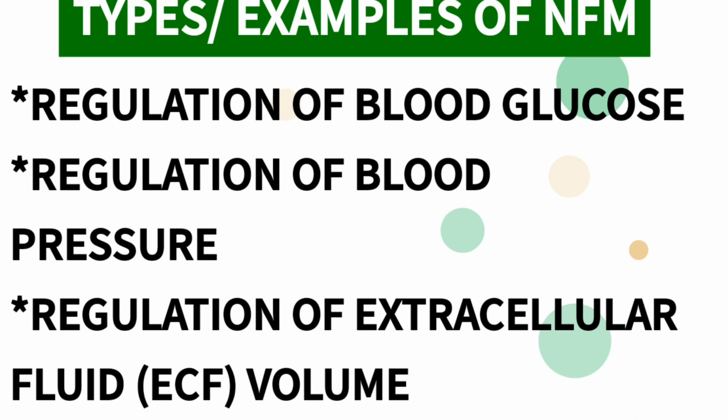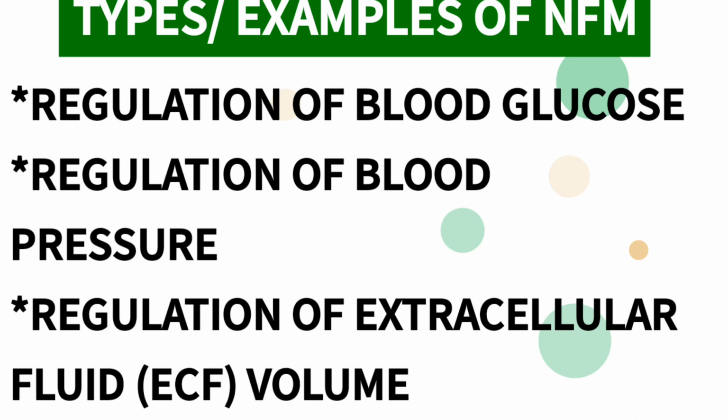So, the first one is the regulation of blood glucose. When the blood glucose is high, insulin is released from the pancreatic cells, which lowers the blood glucose back to normal. Also, when the blood glucose is low, glucagon is released from the pancreatic cells, which raises the blood glucose back to normal. And so this works in a negative feedback mechanism.